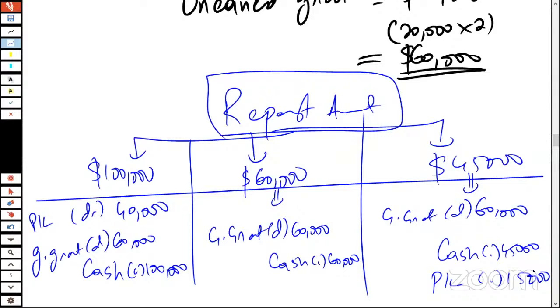So this is how you'll be doing it. I repeat, the government grant is going to be debited by 60,000, the cash is going to be credited by 45,000, and the P&L is going to be credited by 15,000. That's how you're going to do it.